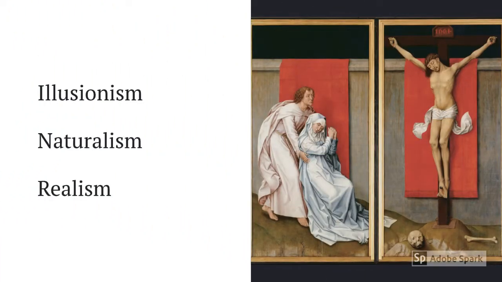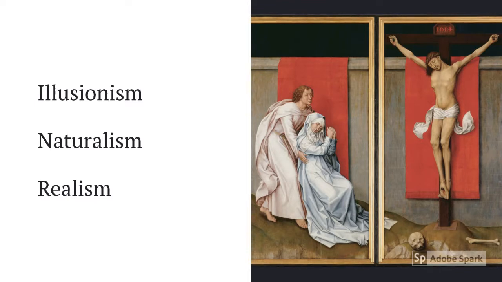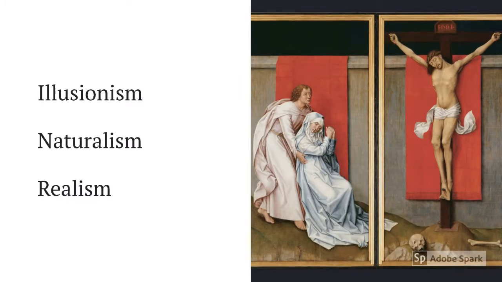Art historians use the terms illusionism, realism, or naturalism to refer to artworks that aim to fool the viewer's eye by replicating the appearances of the world. Although these terms are almost synonymous, there are distinctions in the way that art historians use them.